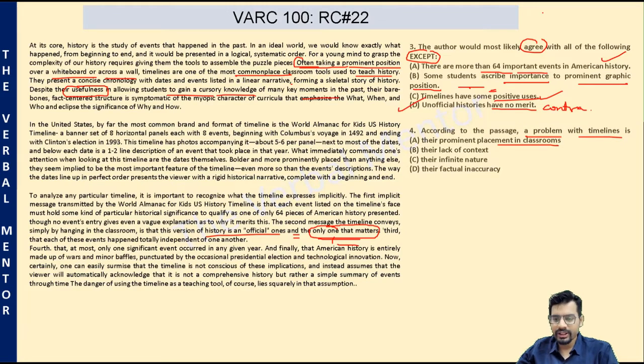So their placement in classroom is not a problem. It's a fact, but it's not a problem. Not presented as a problem. Their lack of context. Exactly. This is the biggest problem that they have. They eclipse the importance of why and how. They tell you what happened, when did it happen, where did it happen, but they don't tell you why it happened and how it happened. So context, the historical context of events is absent. Their lack of context is the biggest problem. That's the essence of the passage. That's the gist of the passage, main idea of the passage. Okay.